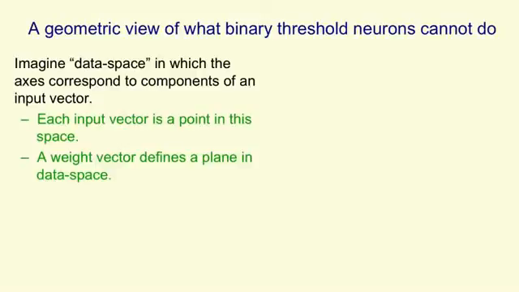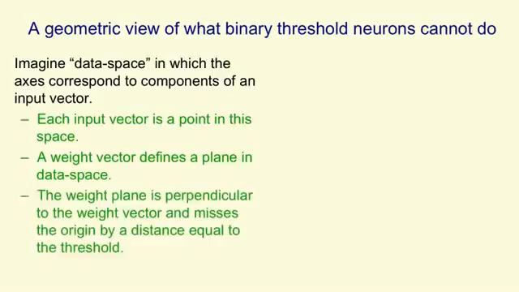Now what we're going to do is we're going to make each point be an input vector, and we're going to use a weight vector to define a plane in the data space. The plane defined by the weight vector is going to be perpendicular to the weight vector, and it's going to miss the origin by a distance equal to the threshold. So here's a picture.